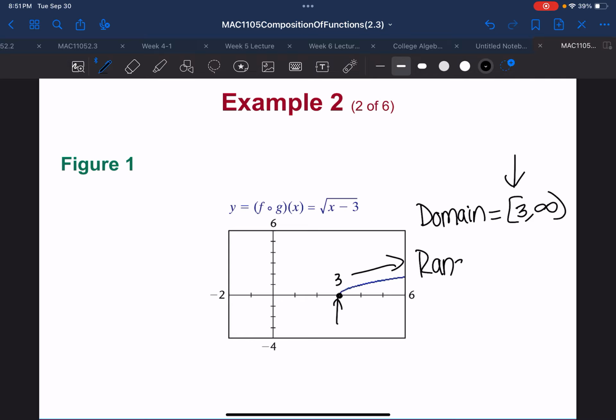And let's just talk about the range for a reminder. So the range, if I'm looking from bottom up, the first y value that's associated on this graph is going to be y equals 0 right here. So the range starts at 0 and goes to positive infinity.